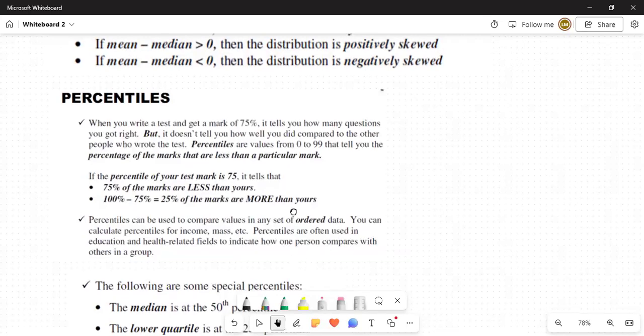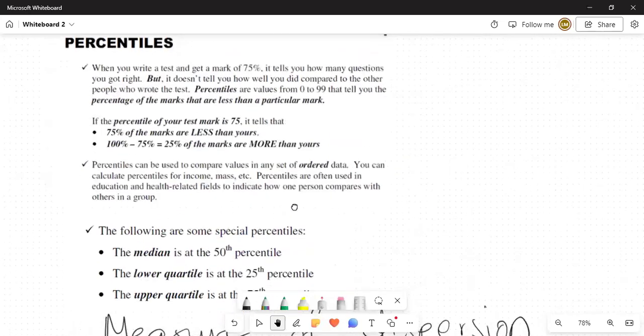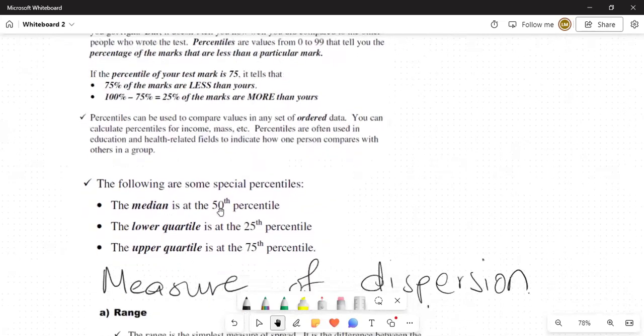And the most important percentiles we use are the median, the lower quartile, and the upper quartile. The median is the 50% quartile, it means 50% of the data is on the lower side and 50% on the upper side. The lower quartile is 25%, it means that 25% of the data is below this level. And then the upper quartile, which is the 75th percentile, means that 75% of the data lies below that.